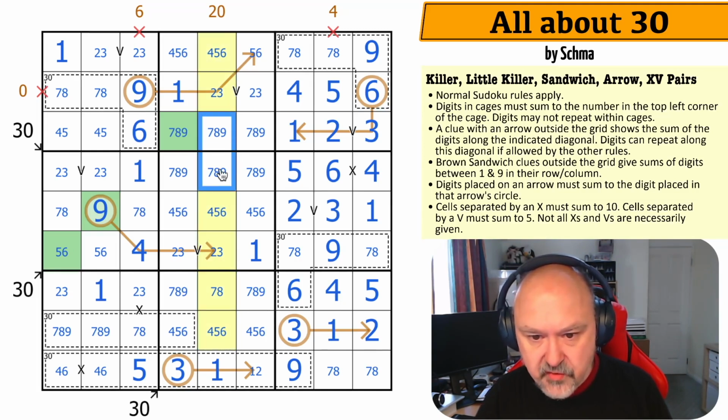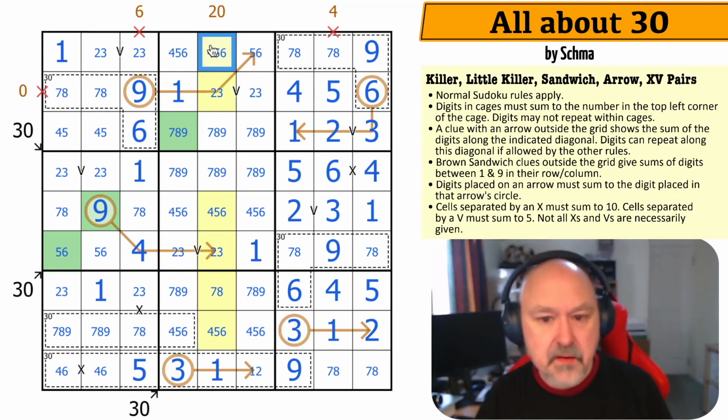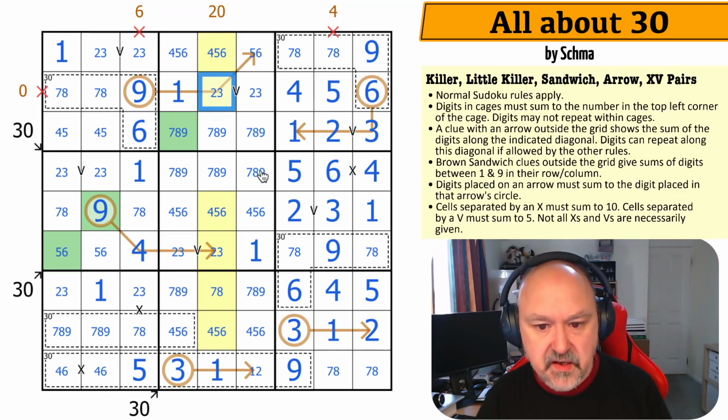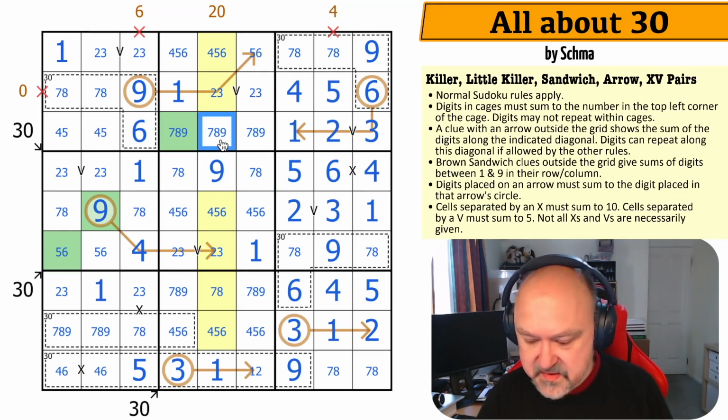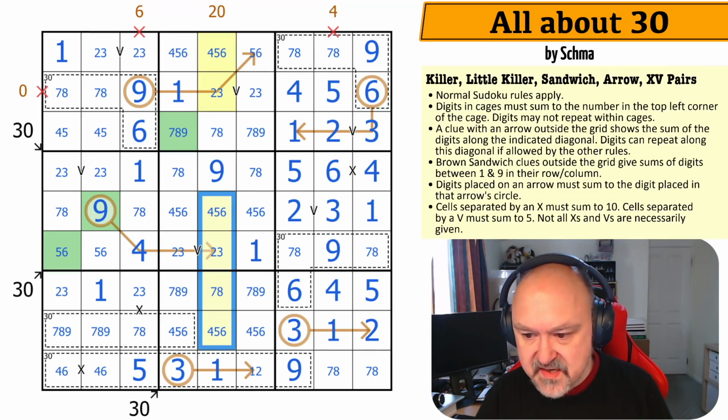The 9 is in one of those two. Can I make those two cells sum to 15? I can't, because the maximum is 6 plus 3. So if this was the 9, I'd have to make those two cells sum to 15 and I can't do it. So that right there is the 9, which means that's not the 9. And I need to make these cells sum to 15, which is easier math than making those cells sum to 20.